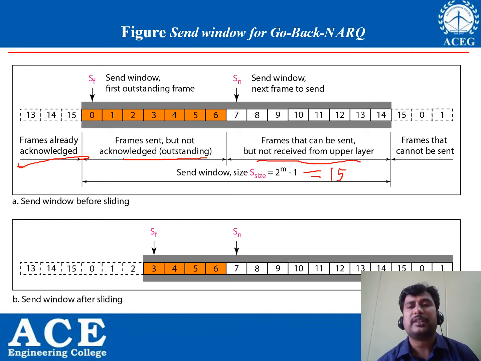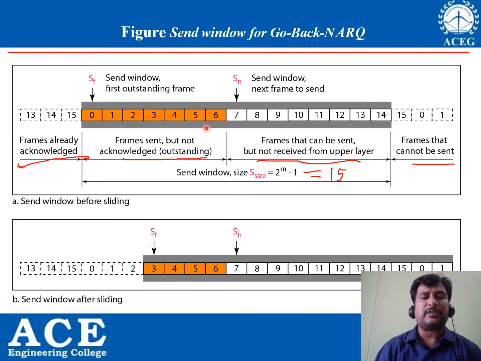And the last block represents the frames that cannot be sent until the previous frames are completed. So in total we have 4 blocks in our sender window. Now, as we communicated, the first 3 frames here are already sent and acknowledged, and frames 0 to 6 are sent to the receiver, but we are waiting for the acknowledgement. Among this 0 to 6, the first frame which is sent and yet to be acknowledged is frame 0, and that first frame will be indicated with a variable SF, the sender window first outstanding frame.